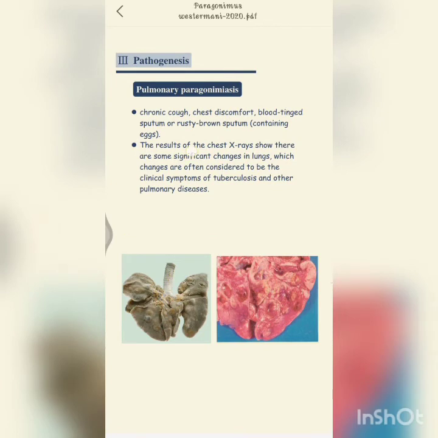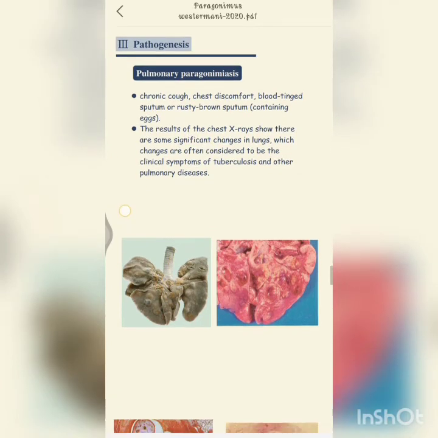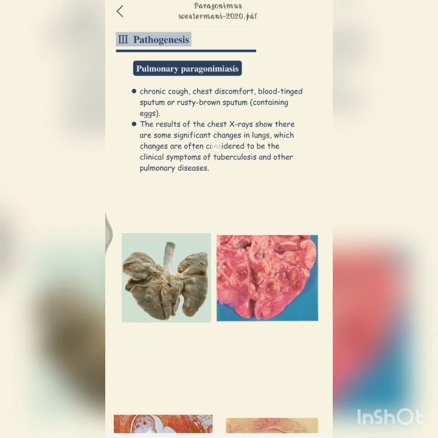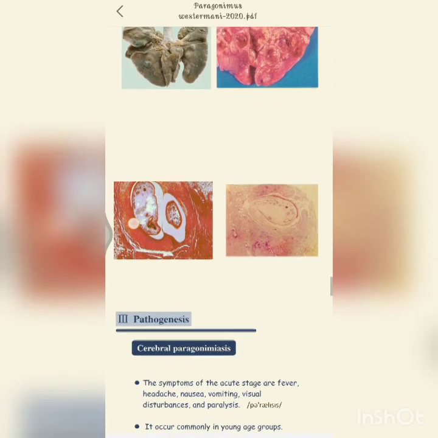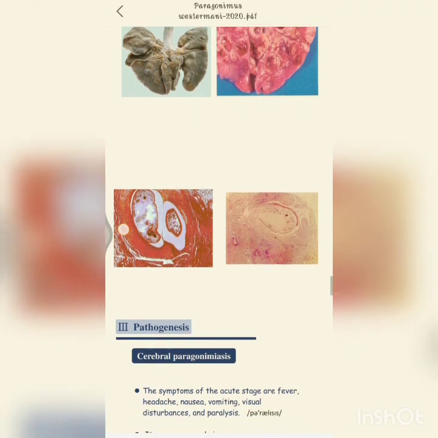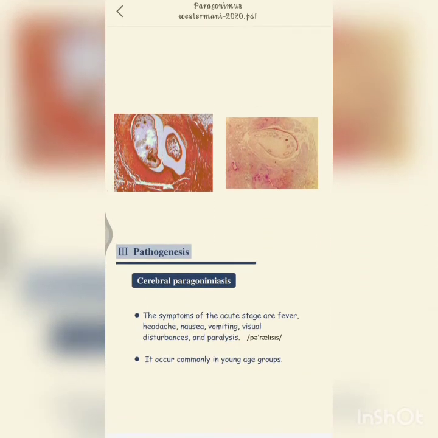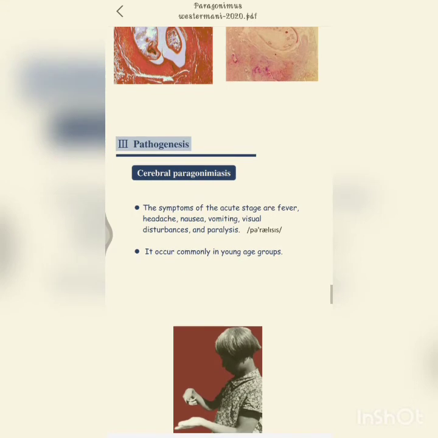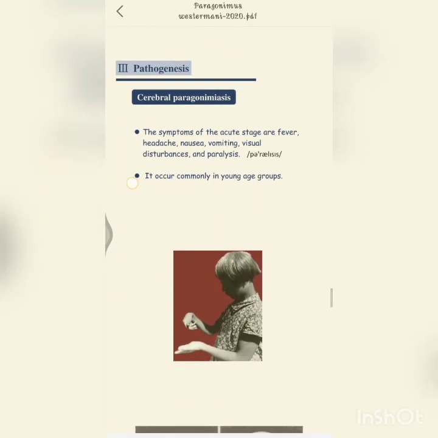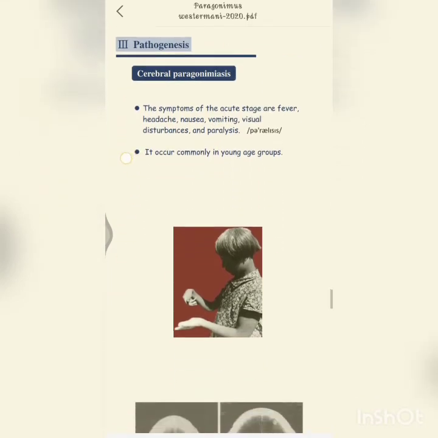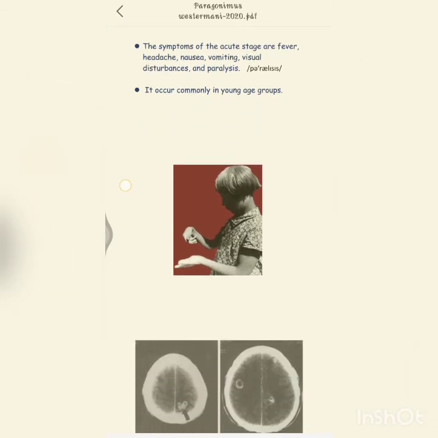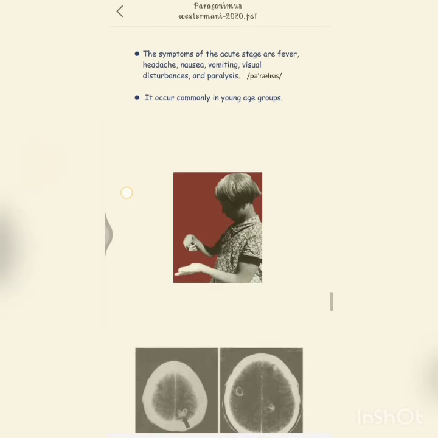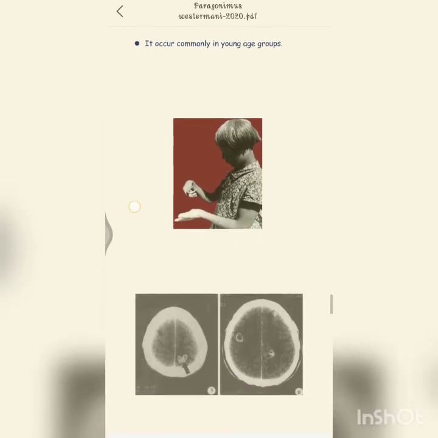The results of the chest X-rays show there are some significant changes in the lung, which are often considered to be clinical symptoms of tuberculosis and other pulmonary diseases. Here you can see how the lungs are affected by the worms. There can be a surgical procedure to remove these worms from our lungs. In cerebral paragonimiasis, the symptoms are acute onset of fever, headache, nausea, vomiting, visual disturbance, paralysis. As it goes to the cerebral part, it may lead to visual defects and also some confusion, nausea, vomiting, etc. It is more common in young people.